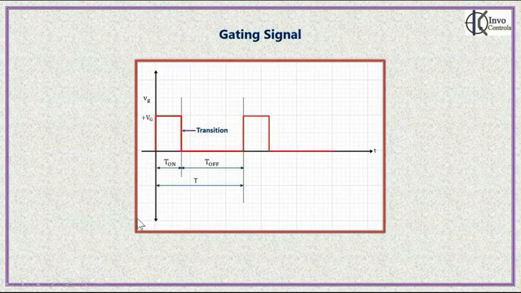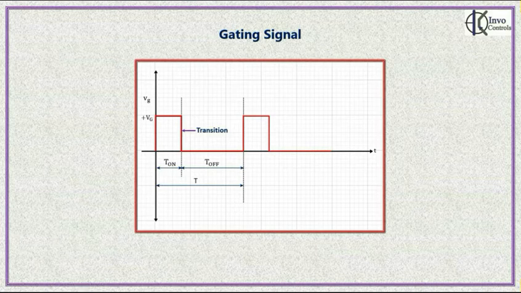Now if you look at the gating signal, it is a series of rectangular pulses. The pulse has an amplitude Vg. The period of the gating signal is T. The gating signal is high for an interval T on, referred to as the on time, and the gating signal is low for an interval T off, referred to as the off time.